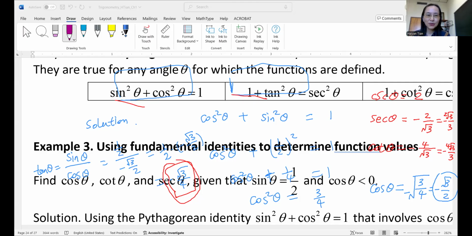If you prefer, you can use other identities to determine the unknown function values for theta. Yeah, but you see, the more identities you know, the more options you have, and it's up to you which one to use.